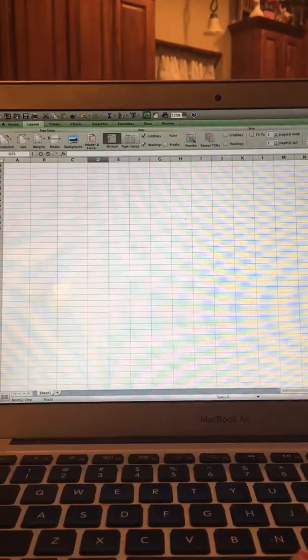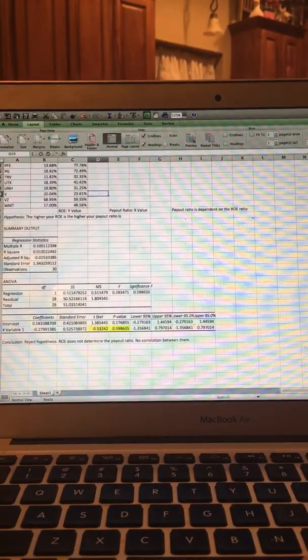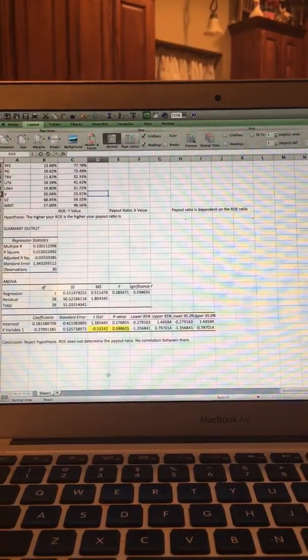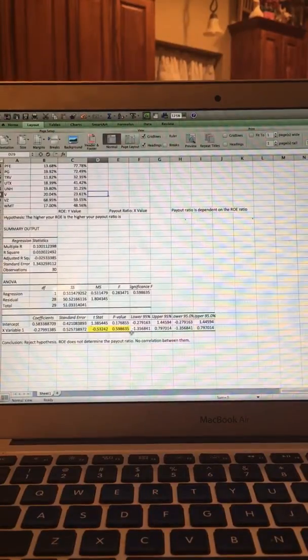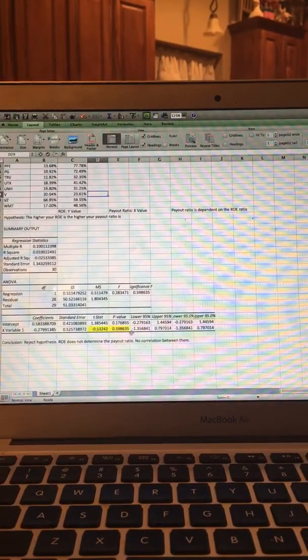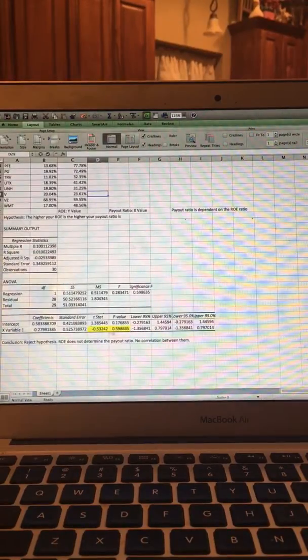I looked at their T-stat and p-value, and their T-stat was in the negative, so that suggests to us that there was no real relationship between the two ratios, so there wasn't a real relationship between the payout ratio or the ROE. But the p-value is not very low, so that suggests to us that it could potentially actually have a relationship and we just don't have enough data to prove it.